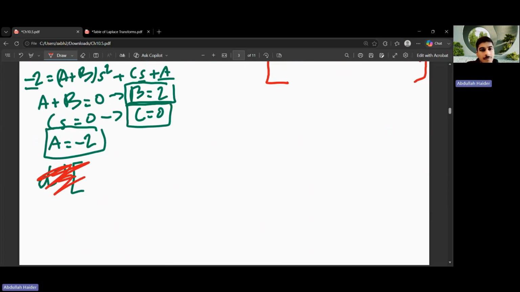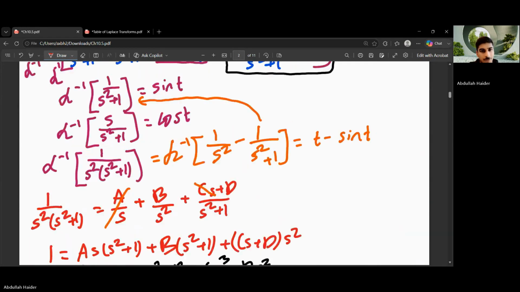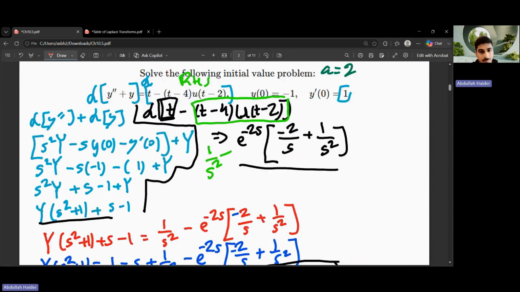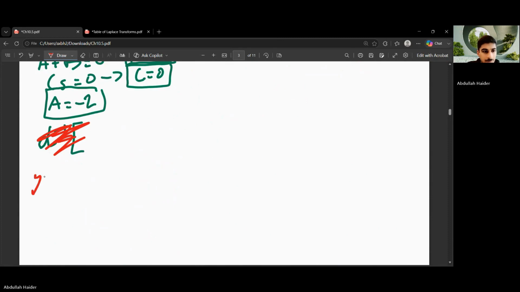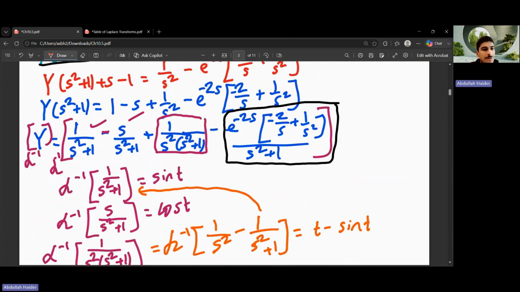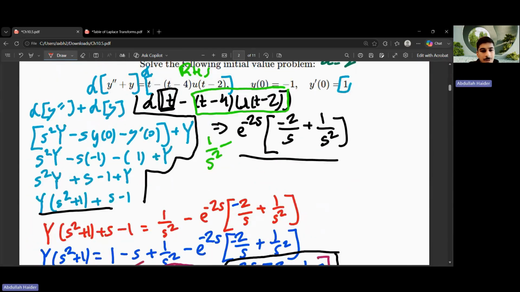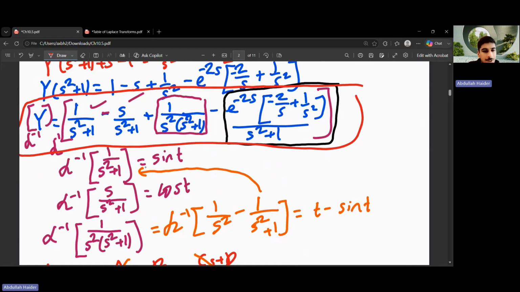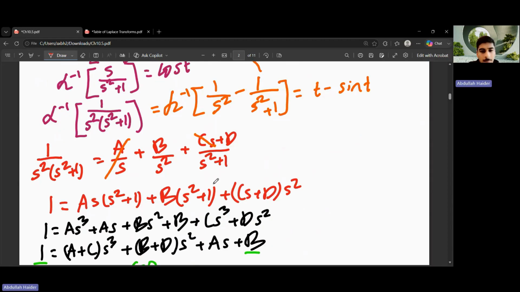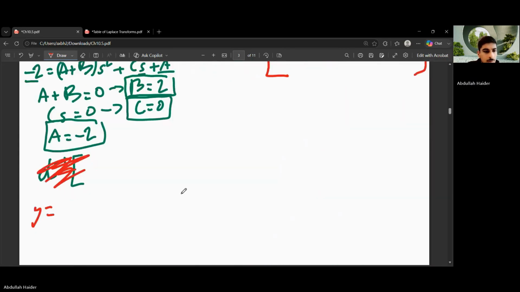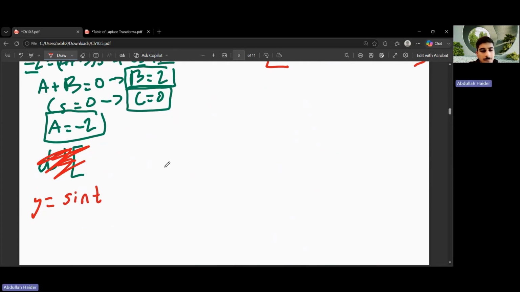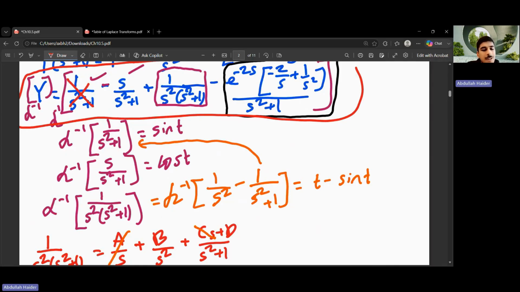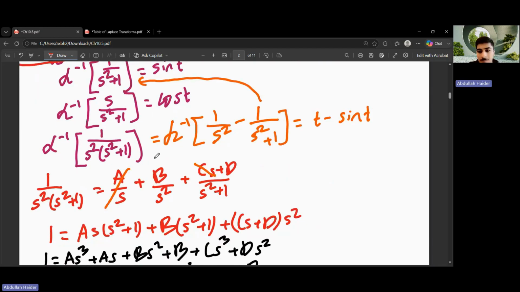Finally, we'll be combining our answers. Our final answer y is equal to, now we go back to all the inverses which we did. This was our main big equation. We found the inverse of 1 over s squared plus 1, which is sine t, so we write sine t here. Now s over s squared plus 1 gives cosine t, and as I said before, we had a minus here, so this would be minus cosine t.